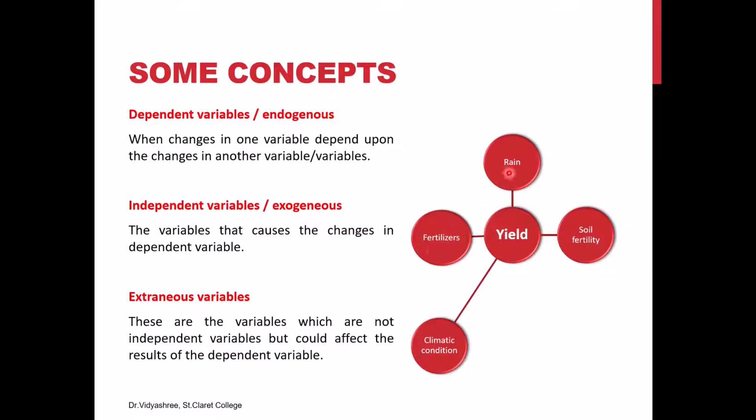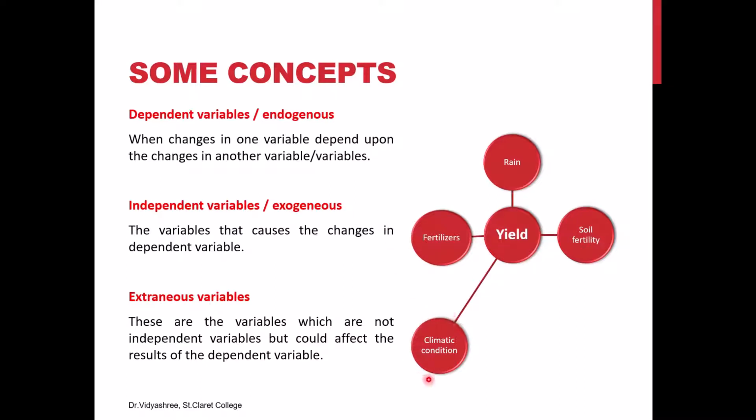That is, fertilizer, rain, soil fertility are not dependent on yield. But if there is a change in soil fertility, rain and fertilizers, then there will be a change in the yield. That's why yield is a dependent variable. Rain, soil fertility, fertilizers are independent variables, also known as exogenous variables.